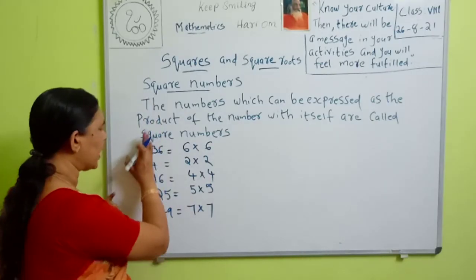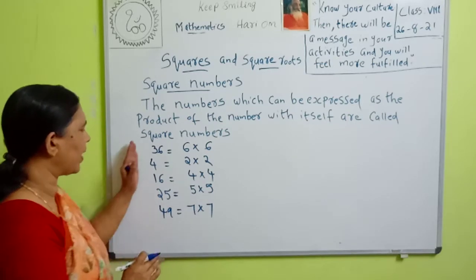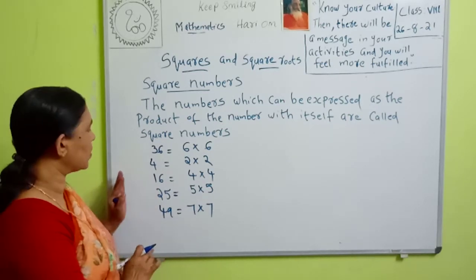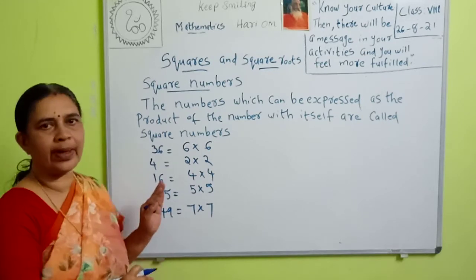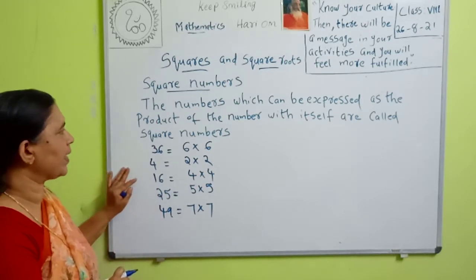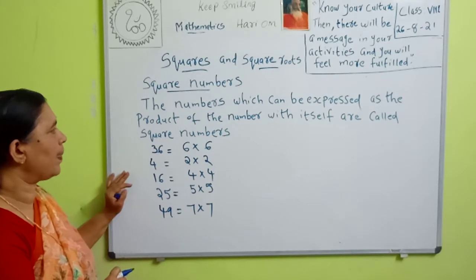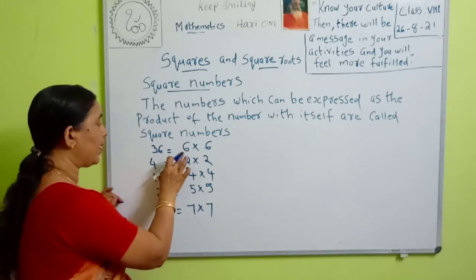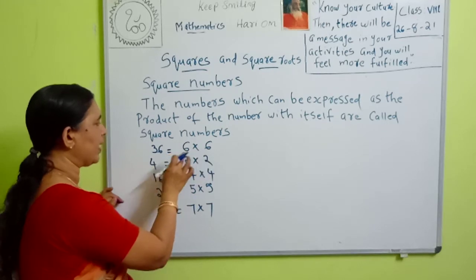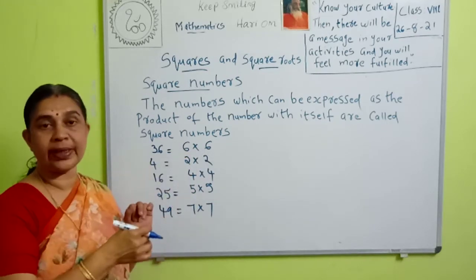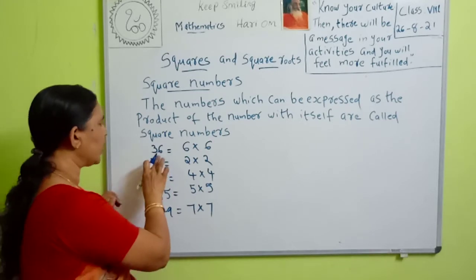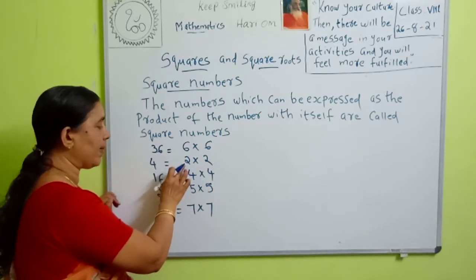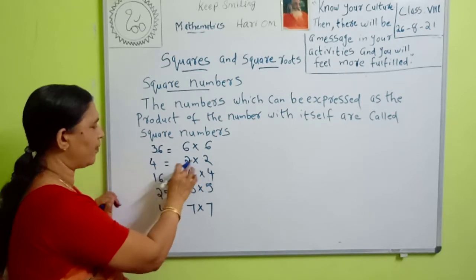So these type of numbers are called square numbers. 36, 4, 16, 25, 49. These are all square numbers. Why are they called square numbers? Because the numbers can be expressed as the product of the number with itself. Here 36 is equal to 6 into 6. We multiply the number with itself and we get 36. Then 4 is equal to 2 into 2. We multiply a number by the number itself. 2 into 2 is 4.